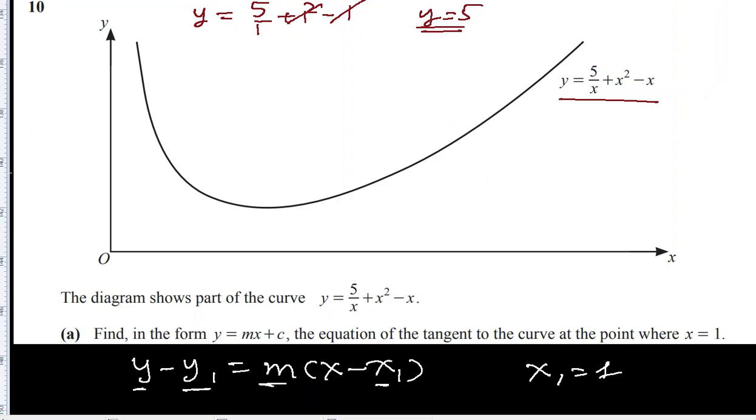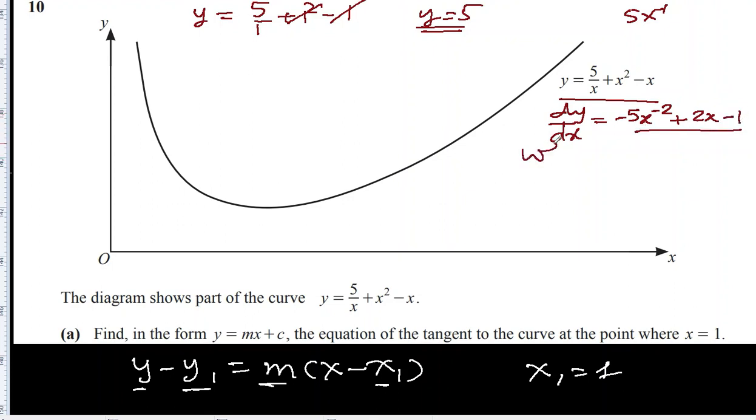m. m is nothing but dy over dx. That means we have to differentiate this equation of the curve and we'll get dy over dx. So let's differentiate 5 over x first. 5 over x can be written as 5x to the power minus 1. So when we differentiate this, this minus 1 comes and multiplies with 5, so it becomes minus 5. And this minus 1 exponent goes down by 1, so it becomes minus 2. Plus the differentiation of x square is 2x. Differentiation of minus x is minus 1.